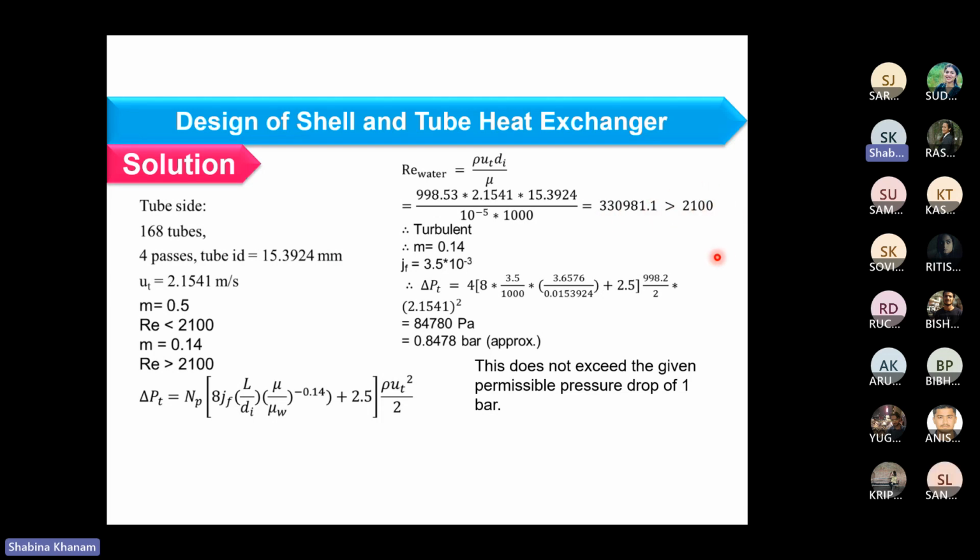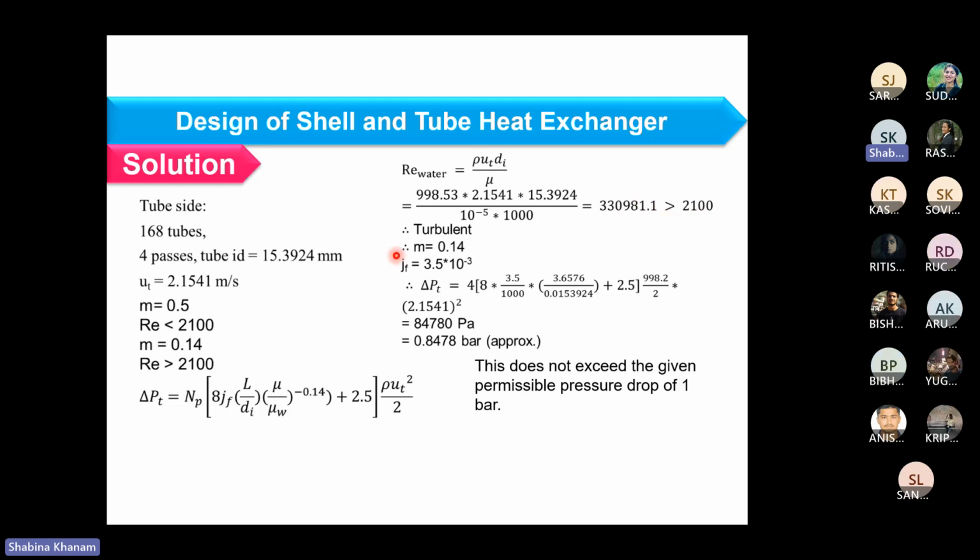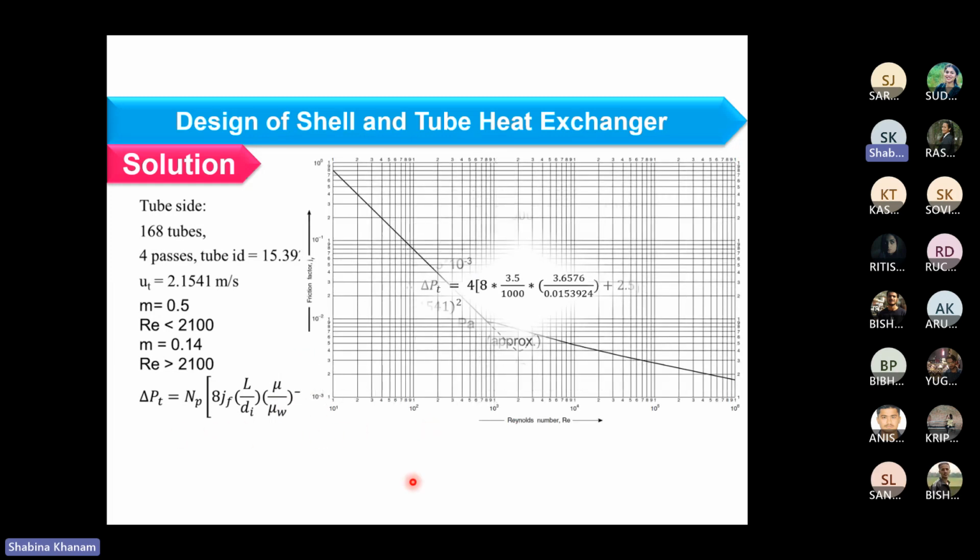2100. So it means you can use the turbulent region. Sorry, not the expression we discussed in the last class for heat transfer coefficient. For pressure drop, we have calculated this expression based on the graph. So you can obtain the jf value now. It is coming as 3 point something times 10 power 5, like that. So in that way you can find out the jf.